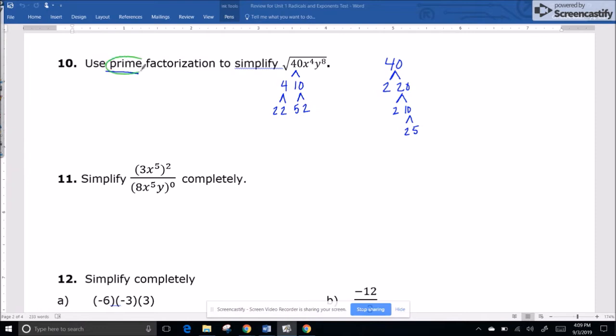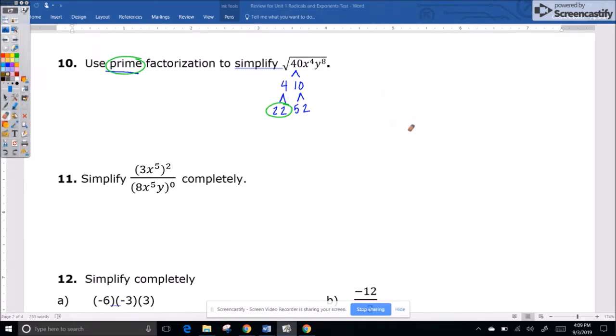So we have a group. I'm just going to work with this one. I'm going to erase this. And then I have 5 and 2 are leftovers.